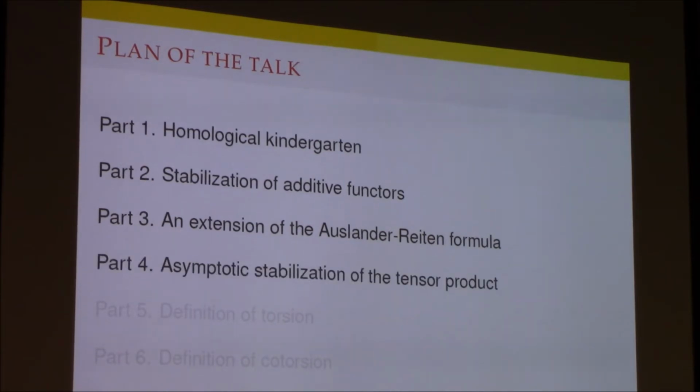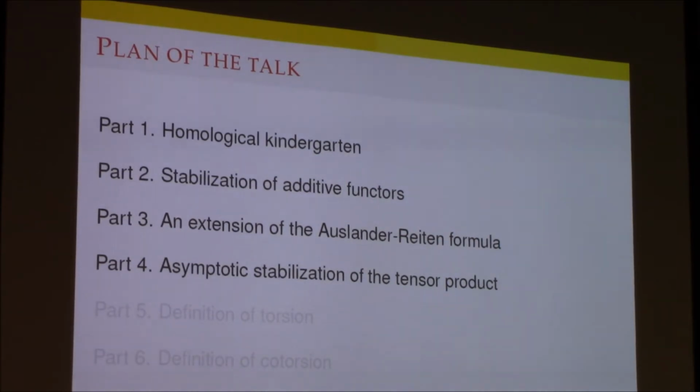That concept of stabilization of the tensor product, for example, leads us to what we call the asymptotic stabilization of the tensor product, and that was the original point of interest. I will explain why that was. The motivation here was to give a construction of Tate homology. Let me say more when we come to it. And that would be it for today, I hope.